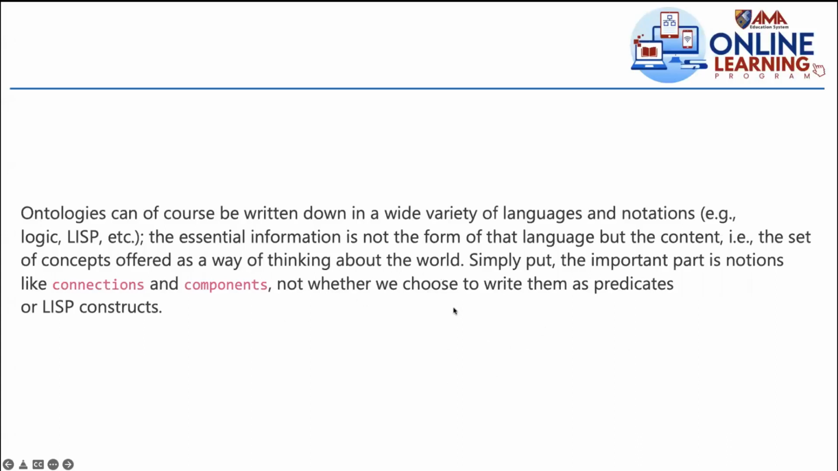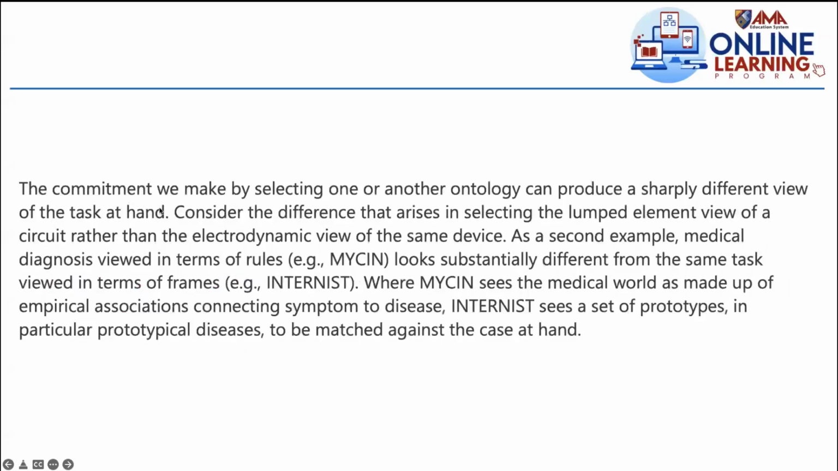So anyway, to proceed, now the commitment, because we're talking about ontological commitment. Now you see here the examples that I'm referring to. These are two AI programs, software programs, that are used for medical diagnosis. It's like an emerging technology in medicine. Let me just read this for a while.